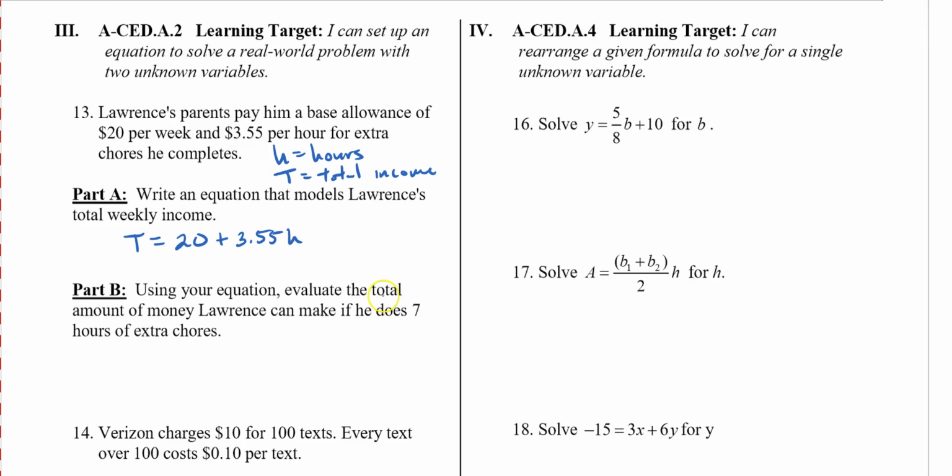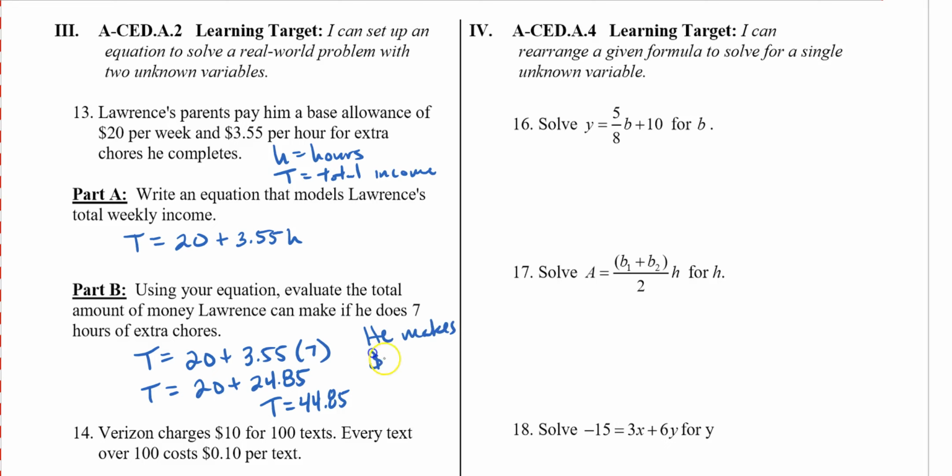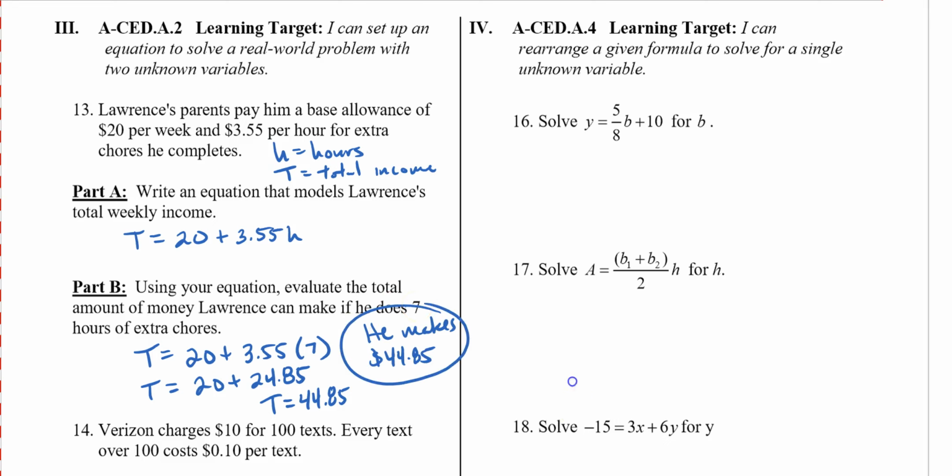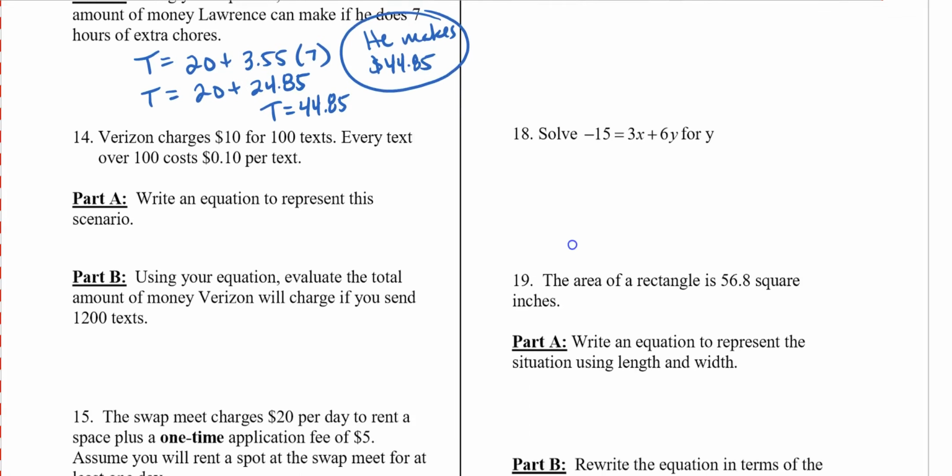Well, all I have to do is plug the 7 in for H. So T is equal to 20 plus 3.55 times 7. Use our calculator. We're going to get 20 plus 24.85. We add those together. T is equal to 44.85. So he makes $44.85 for doing 7 hours of work.